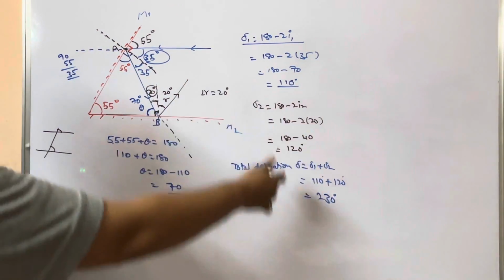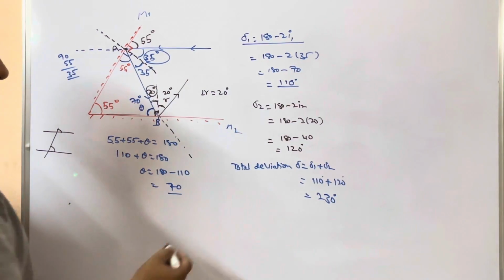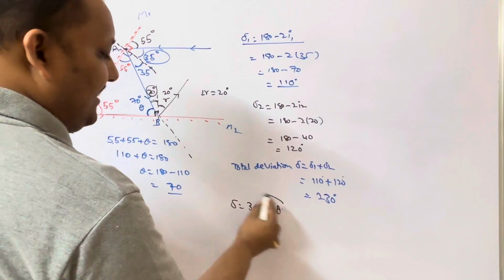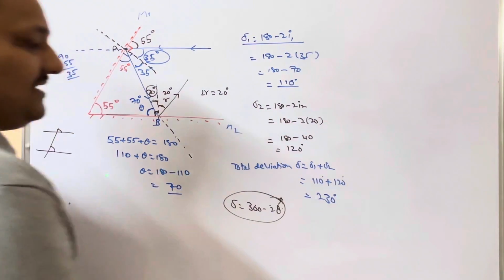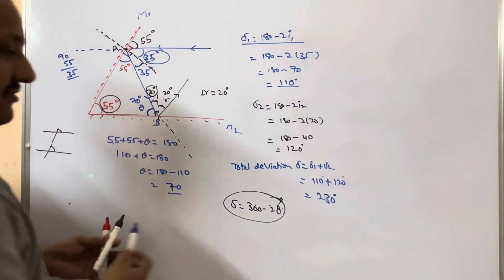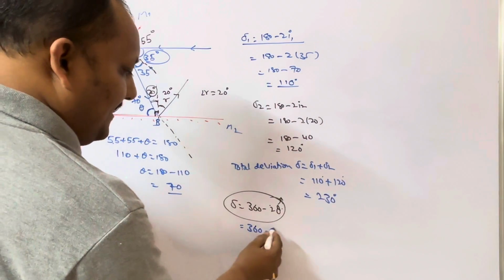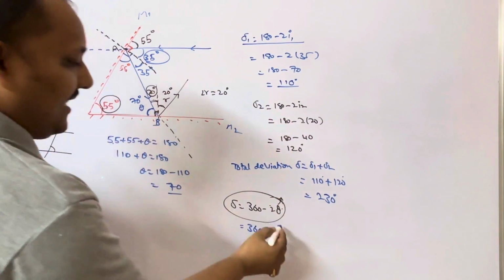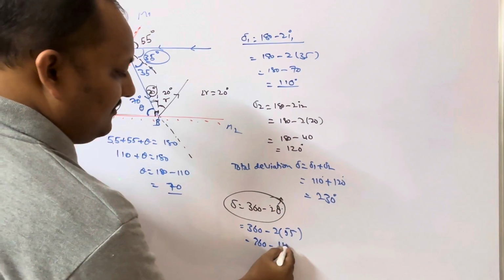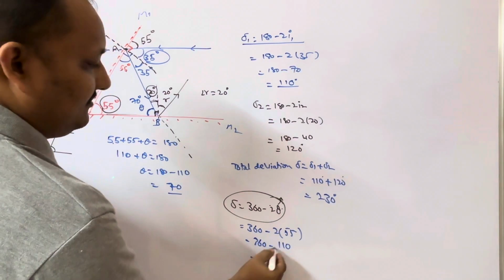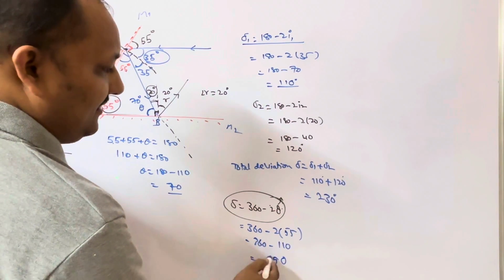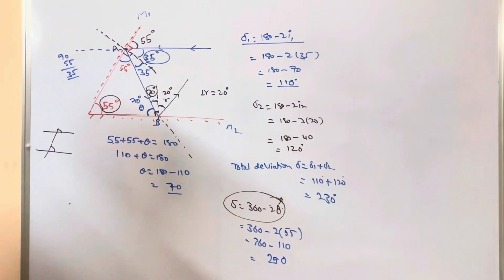Without doing all this, simply we can also say that total deviation is 360 minus 2 theta. So what is theta here? The angle between the two plane mirrors. So 360 minus 2 into the angle between the two plane mirrors, 55. So 360 minus 110. How much did you get? 250 you got.